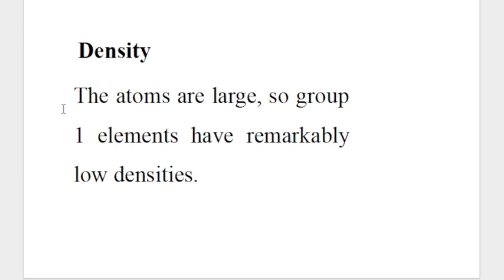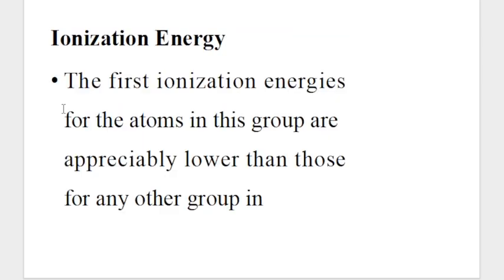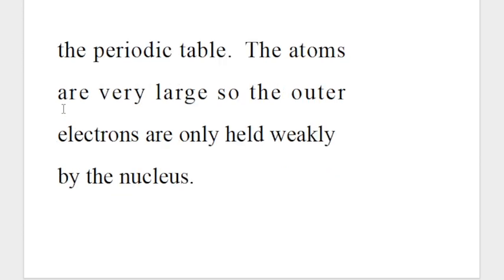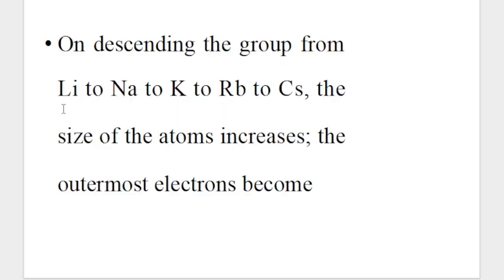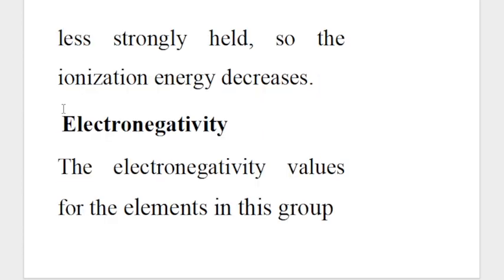Density: the atoms are large, so group 1 elements have remarkably low densities. The first ionization energies for the atoms in this group are appreciably lower than those of any other group in the periodic table. The atoms are very large, so the outer electrons are only held weakly by the nucleus. Hence, the amount of energy needed to remove the outer electrons is not very large. On descending the group from lithium to sodium to potassium to rubidium to cesium, the size of the atom increases. The outermost electrons become less strongly held, so the ionization energy decreases.